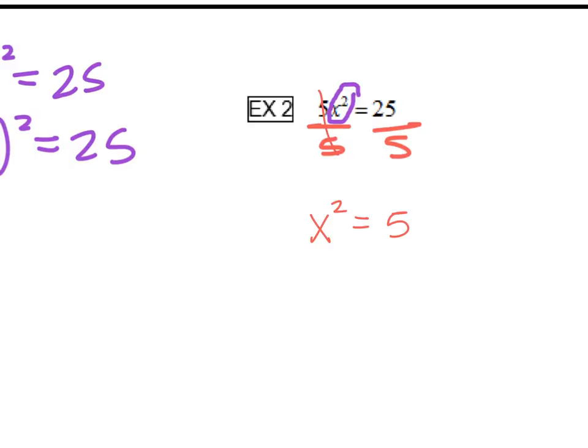Now you have the x squared alone, so you're ready to square root both sides. So x equals, now because I'm square rooting while solving, I get two answers, so plus or minus. And then the square root of 5 has a decimal value, but we don't want that decimal value, so we're just going to say it's the square root of 5.